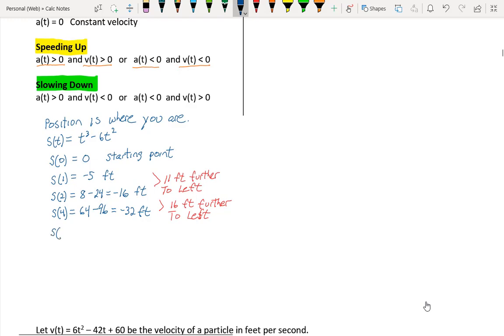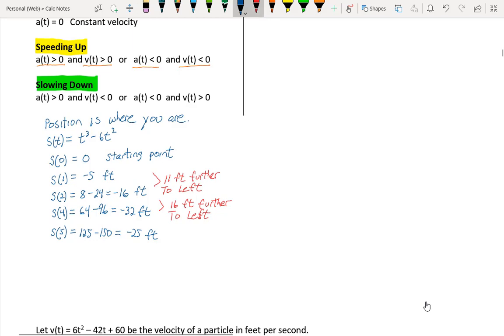We'll do S of 5. So if I plug in 5, I get, where are we at? 5 cubed, which is 125, minus 6 times 5 squared, which is 6 times 25, that's going to be 150. So this is going to equal -25 feet.